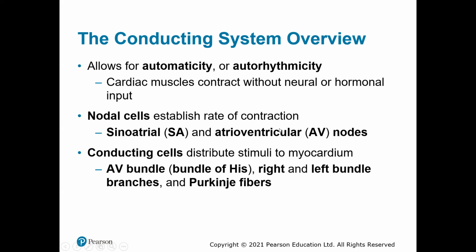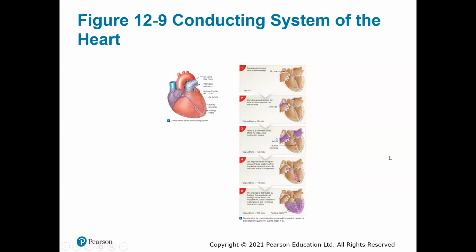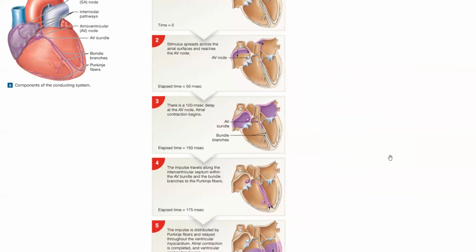And I'll show you on the diagram in a minute where those are. And so what happens is the sinoatrial node contracts, and then it distributes that signal through conducting cells. And then the AV node contracts, and it distributes its signal through some conducting cells. So I'm actually going to go to this diagram. I'll just zoom in a little bit.